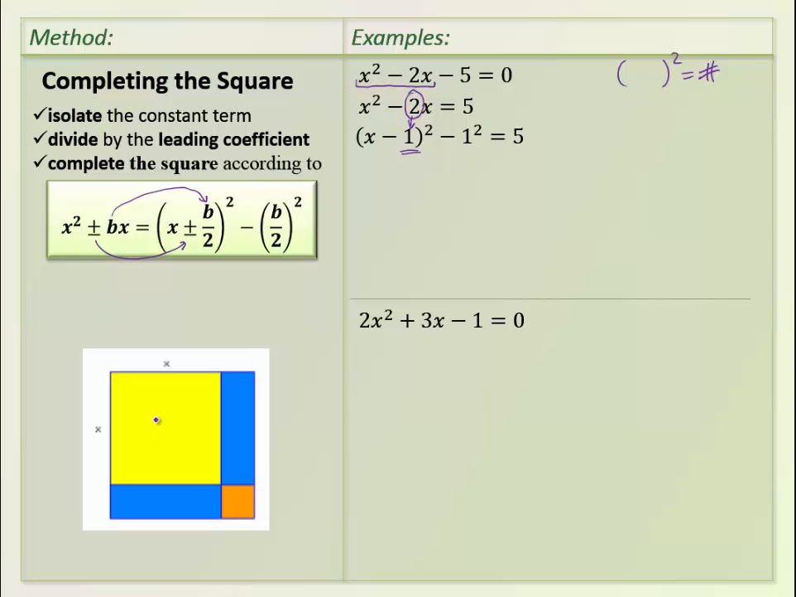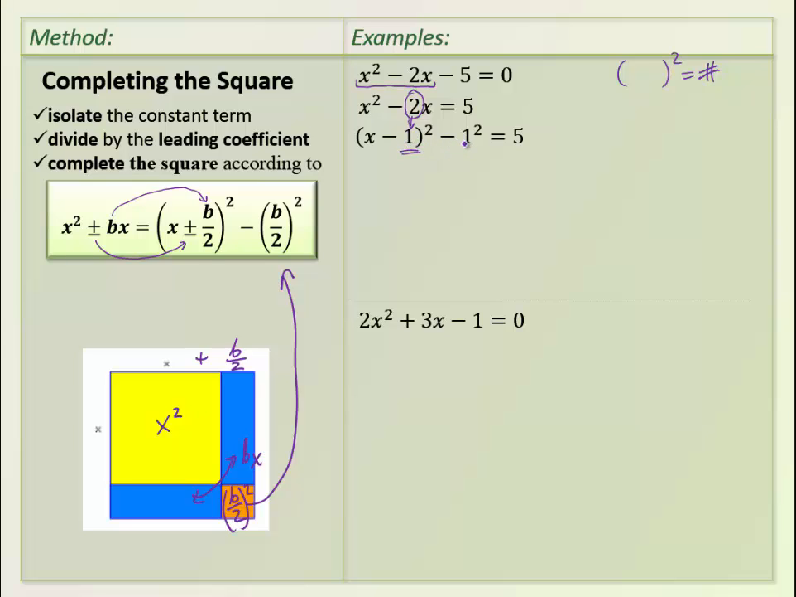So as we saw, x squared plus bx, which is the total area of the blue shapes, is the same as x plus b half, squared. So x plus b half is this distance, squared, but then we have something extra. We have this orange square, which is extra, and we need to subtract it. This orange square is the part which is b half squared. Let's come back to our example.